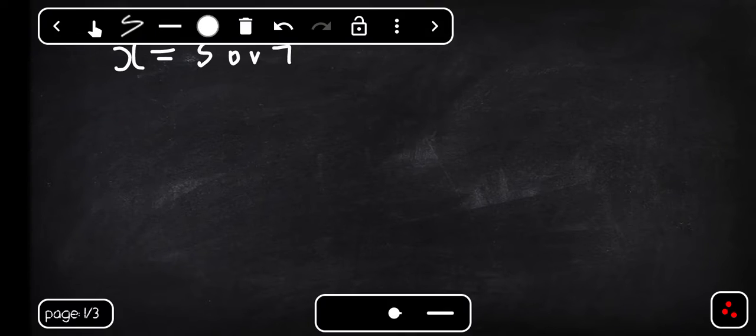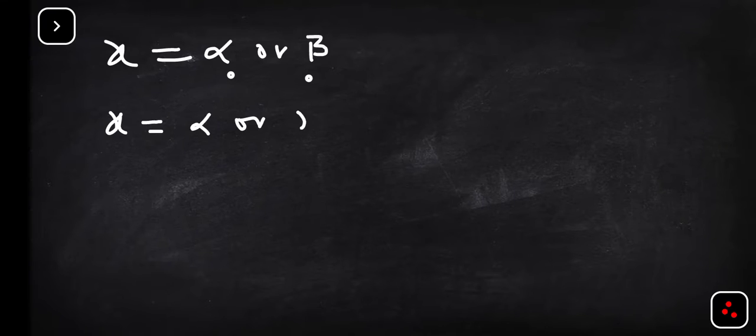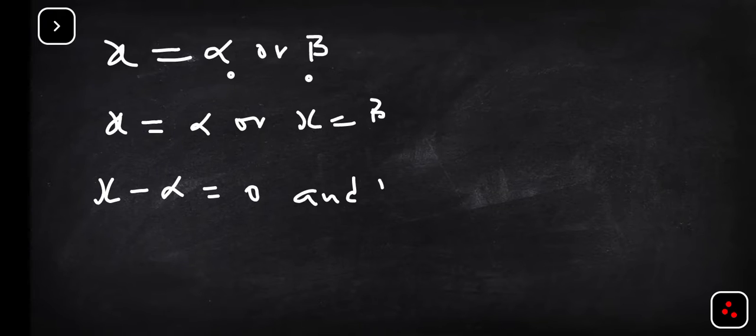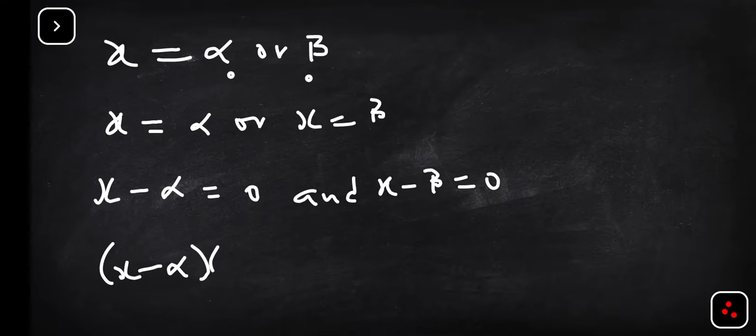Now, let's say that the roots of the quadratic equation this time is x equal to alpha or beta, meaning that alpha and beta are the roots. And this will mean that x is equal to alpha, or x is equal to beta. If we bring alpha and beta to the other side, we'll have x minus alpha is equal to 0, and we'll have x minus beta is equal to 0. Bringing these two equations together, we have (x minus alpha)(x minus beta) equal to 0.